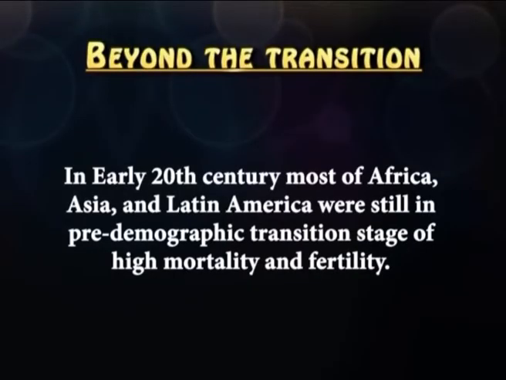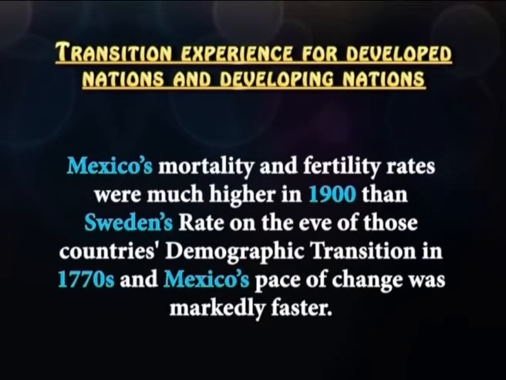In the early 20th century, most of Africa, Asia and Latin America were still in the pre-demographic transition stage of high mortality and fertility. The course of Mexico's birth and death rates over the century illustrates the situation in many less developed countries, though the speed and timing of decline varied substantially. Mexico's mortality and fertility rates were much higher in 1900 than Sweden's rates on the eve of that country's demographic transition in the 1770s, and Mexico's pace of change was markedly faster.